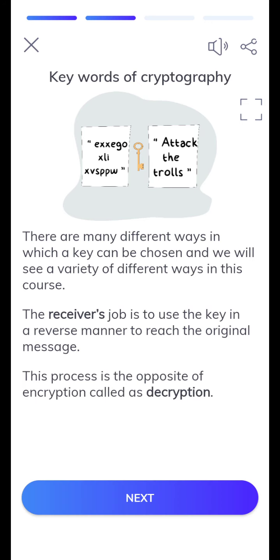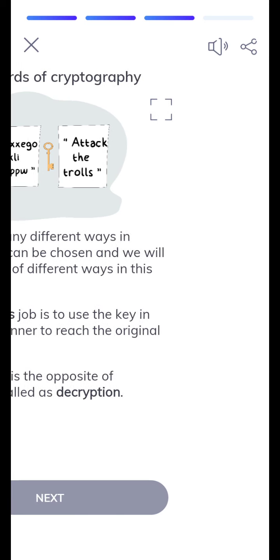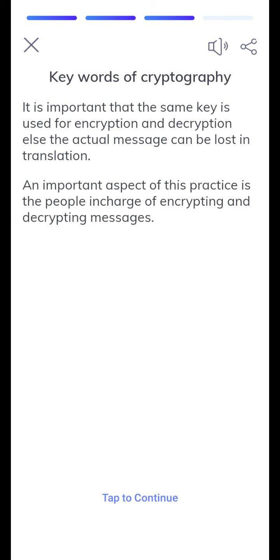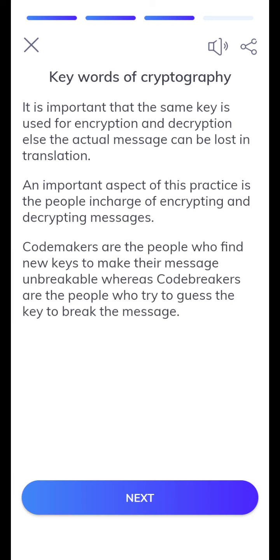message. This process is the opposite of encryption, called decryption. It is important that the same key is used for encryption and decryption, else the actual message can be lost in translation. An important aspect of this practice is the people in charge of encrypting and decrypting messages. Codemakers are the people who find new keys to make their message unbreakable, whereas codebreakers are the people who try to guess the key to break the message.